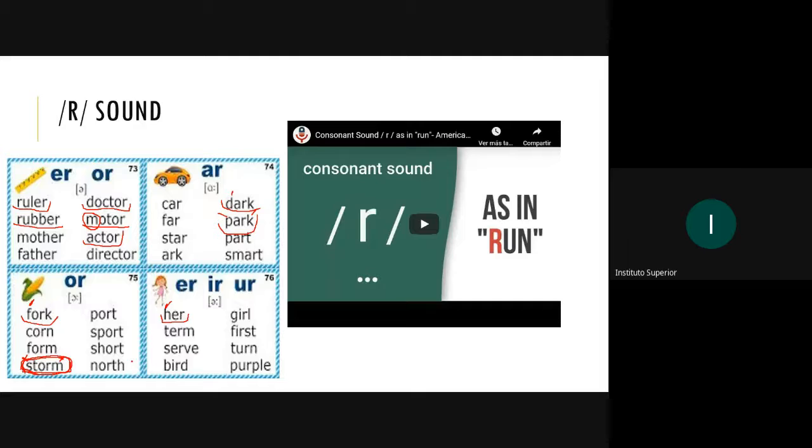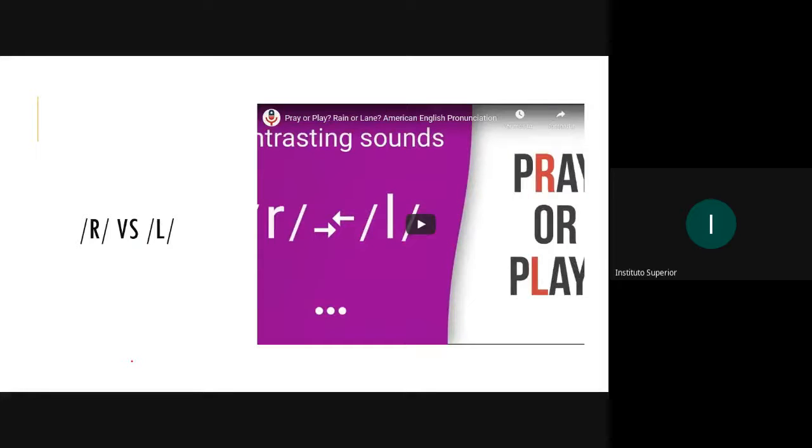How many sounds does the lateral group have? Just two liquid sounds. Let's see this video.